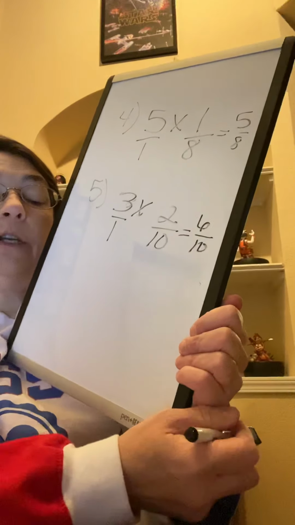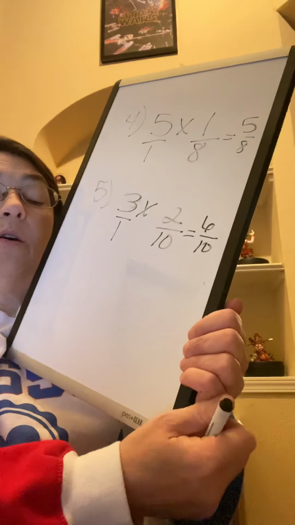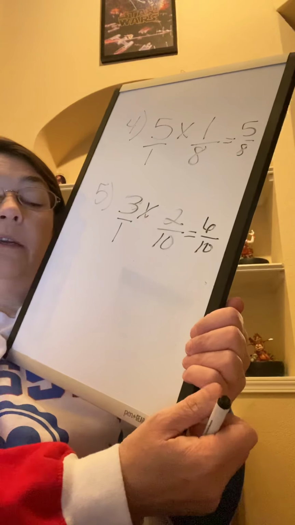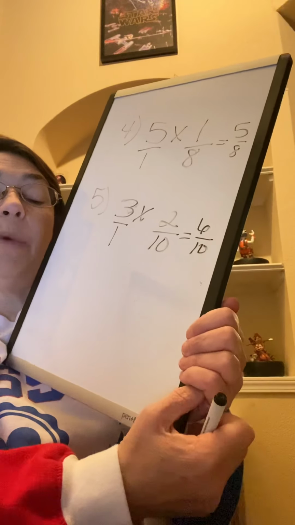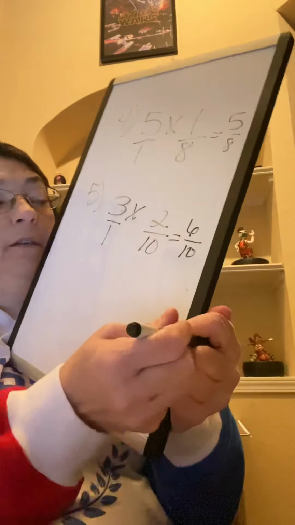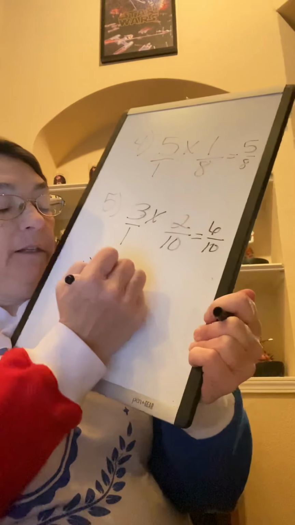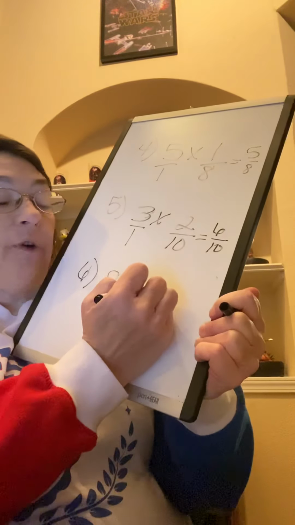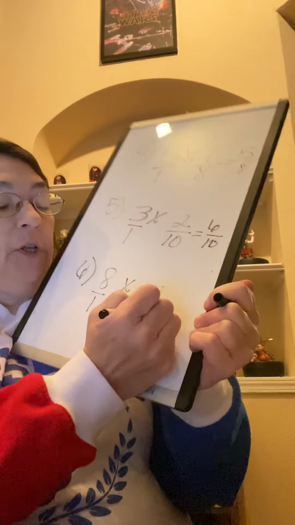Okay, look at number 6. Number 6 says, calculate the distance Margot rides her bike if she rides 7/8 of a mile each day for 8 days. So she's doing it for 8 days, and each day she's riding 7 over 8. Multiply that.